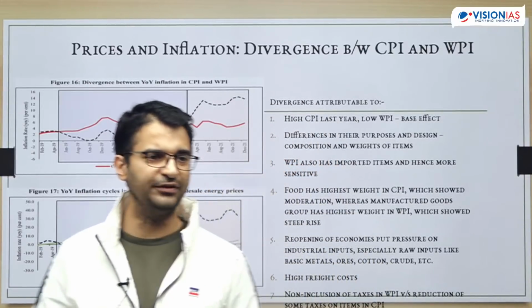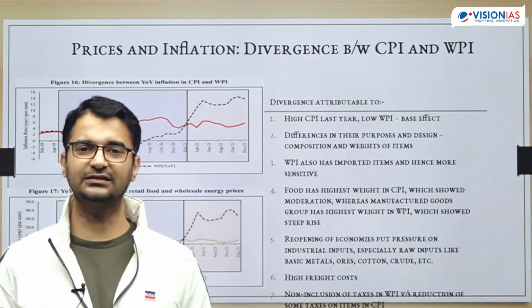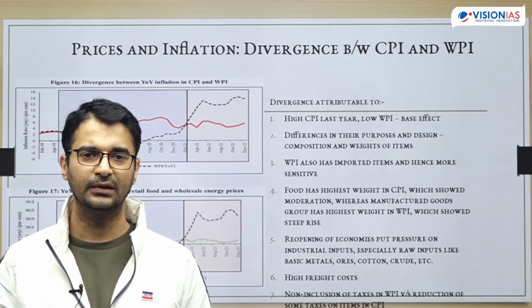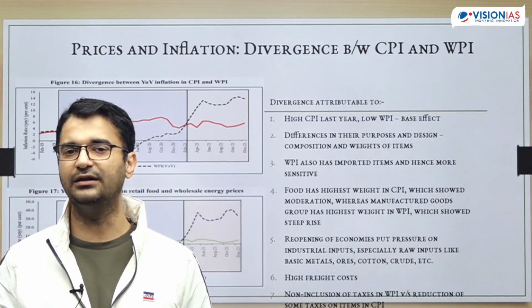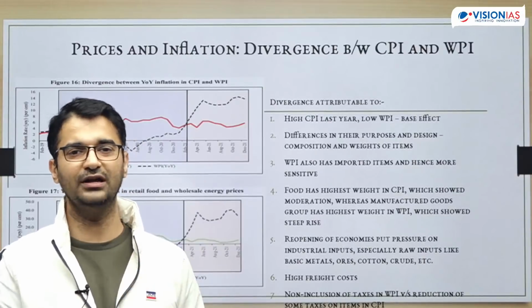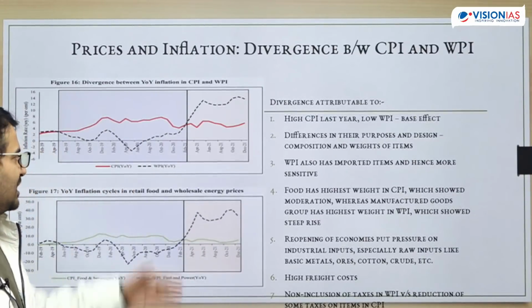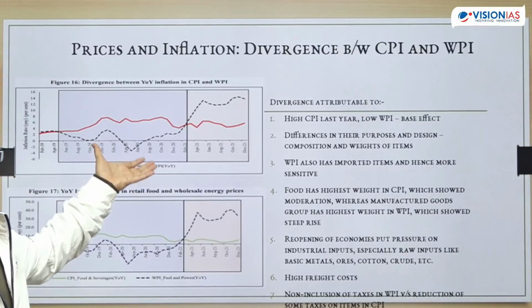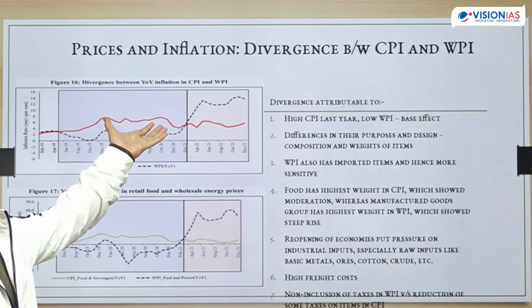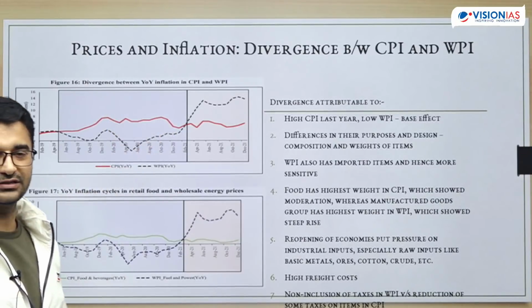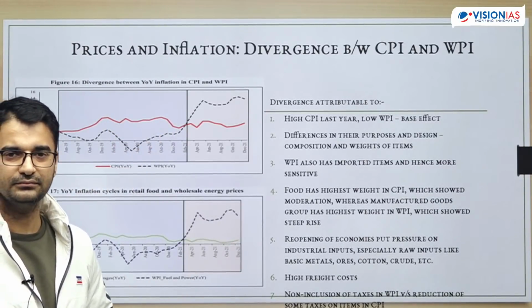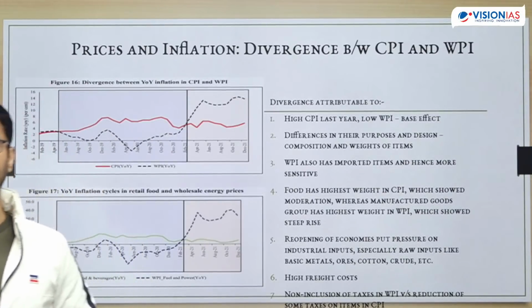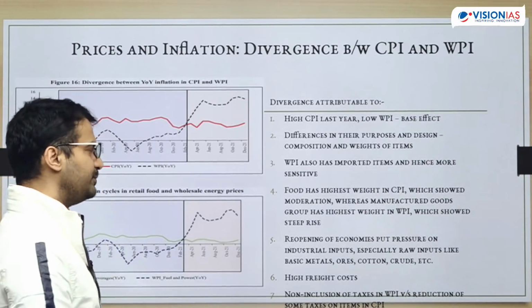Both are indices of inflation. Both are trying to gauge some sort of inflation which is happening. CPI tells us all is well, WPI tells us all is not well. Last year WPI was telling us that prices are stable, almost constant, zero rate of increase, whereas CPI was telling us that prices are rising at around 6.5% rate of increase. So why is there a divergence between inflation as measured from CPI and WPI?